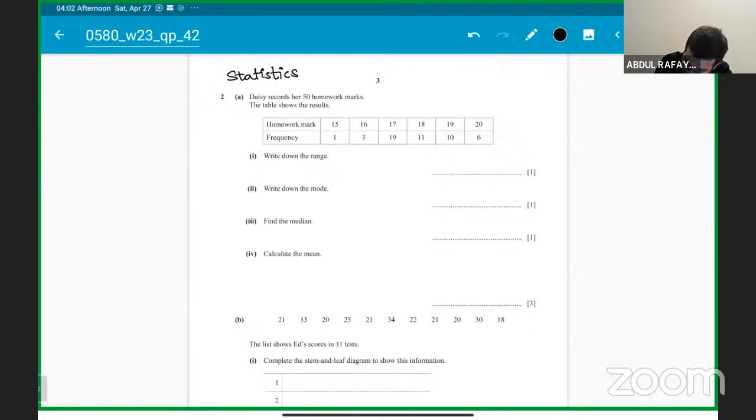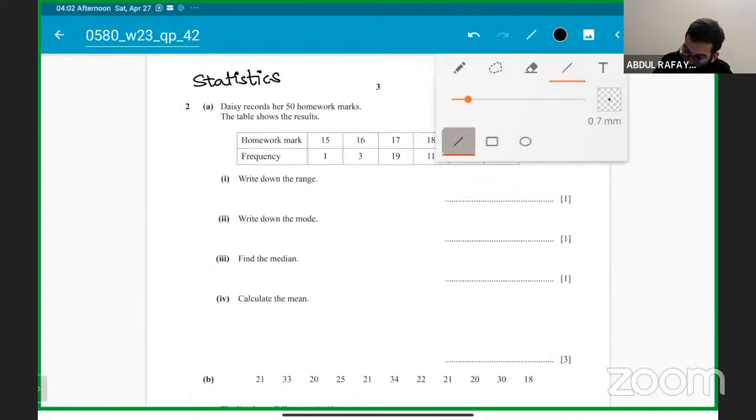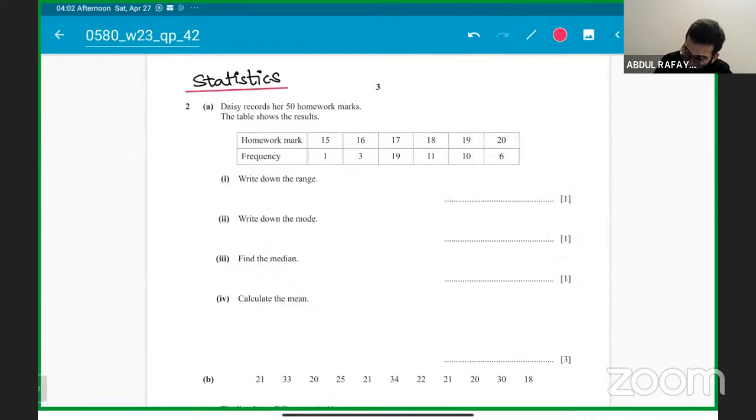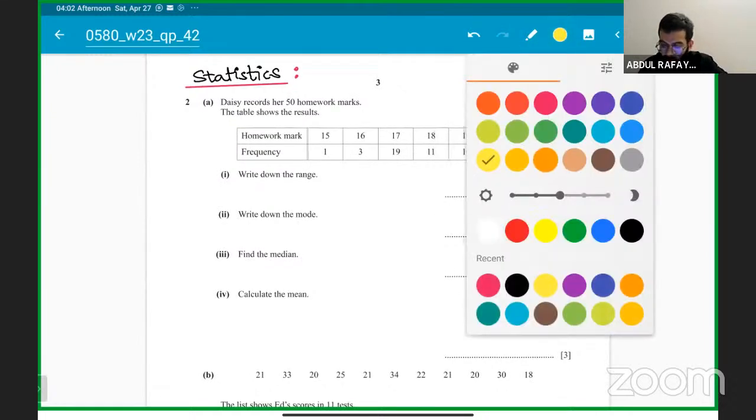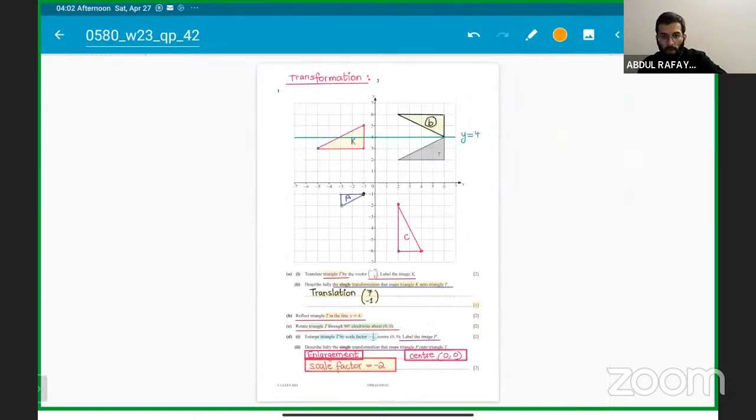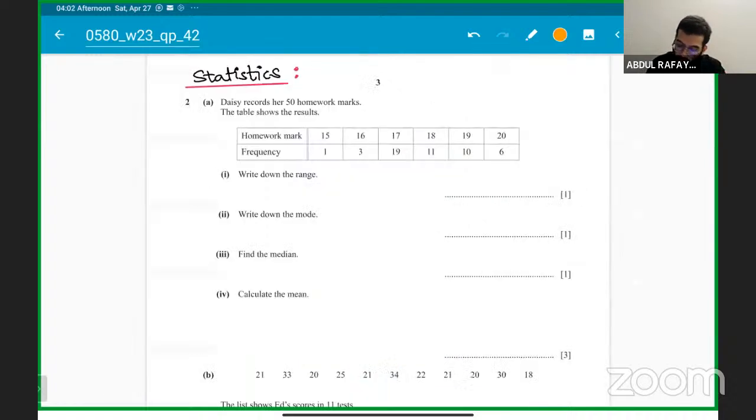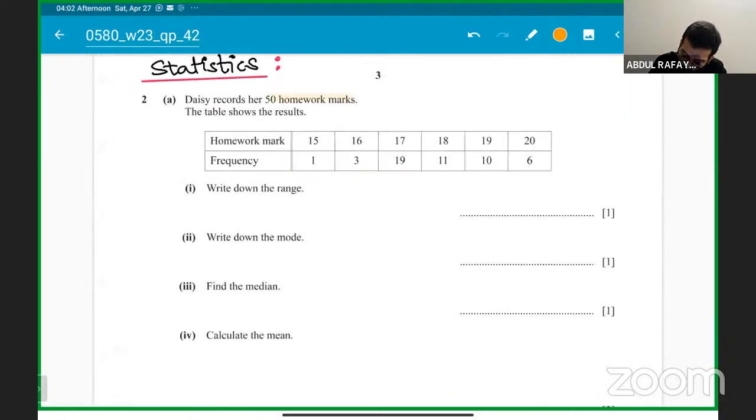As always, this is a compulsory topic, and they will definitely be testing you on statistics in paper 4, 100%, in paper 2 as well. Okay, so let's do this one quickly. This one is not difficult, it is average level. So I can say question number 1 is difficult or hard level, but question number 2 is medium or easy level.